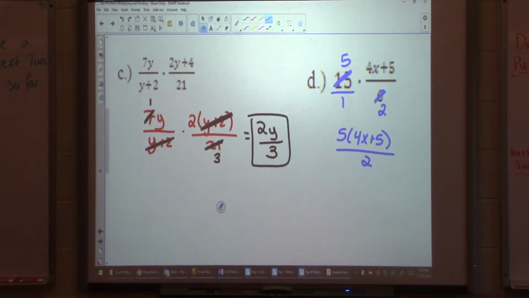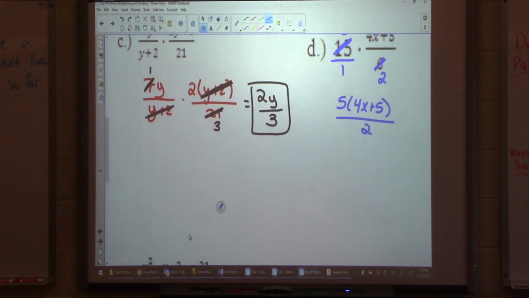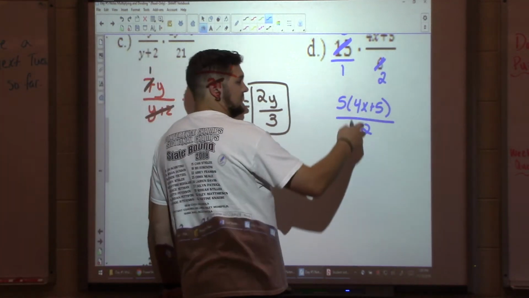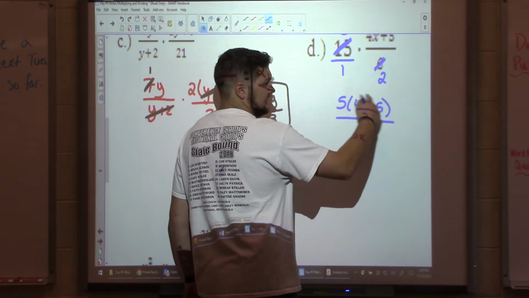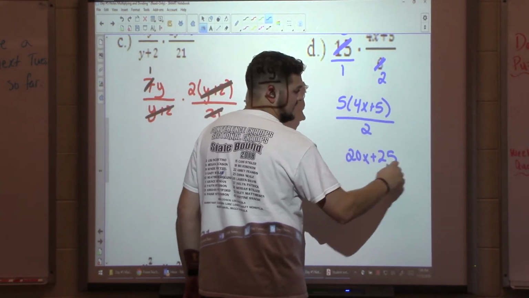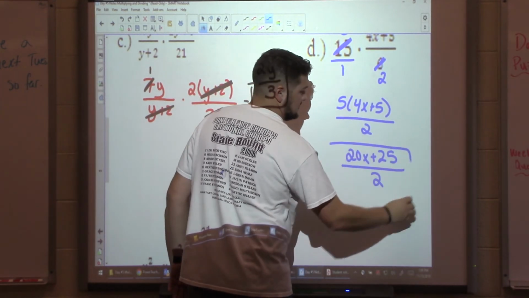Now, can we do anything else to that? Like I said yesterday, I would distribute that 5 throughout it, makes it look cleaner for an answer. 5 times 4x is 20x. 5 times 5 is 25 over 2.